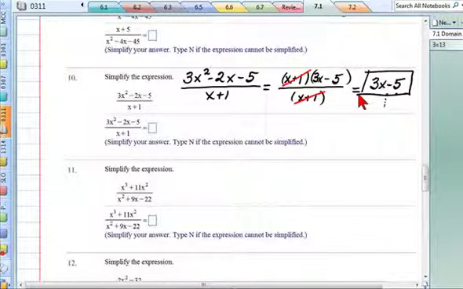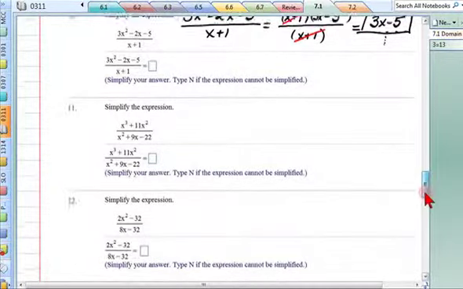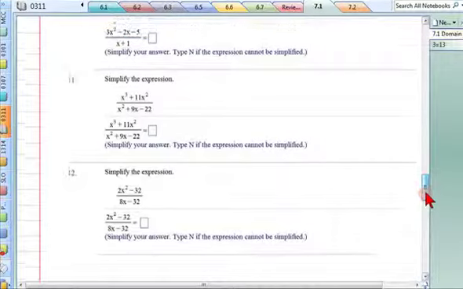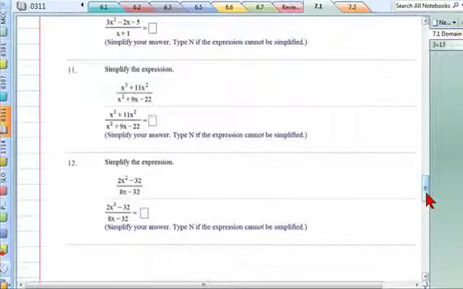So, do you think, so far, you could do section 7.1 if you didn't know anything about factoring? No. You couldn't do anything in this lesson if you don't know about factoring. So, it's a good thing we know everything about factoring.